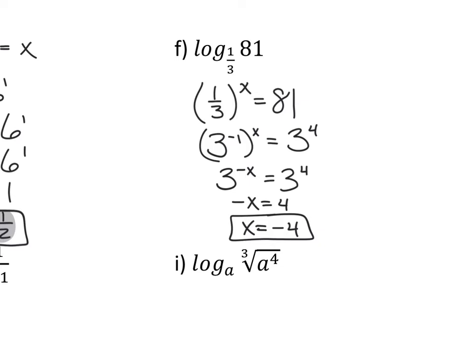So if I put them with bases of 3s, I would have 3 to the negative x, multiplying the exponents. 3 to the 4th, so then we compare the exponents. We have negative x equal to 4, or x equal to negative 4 when we solve it.